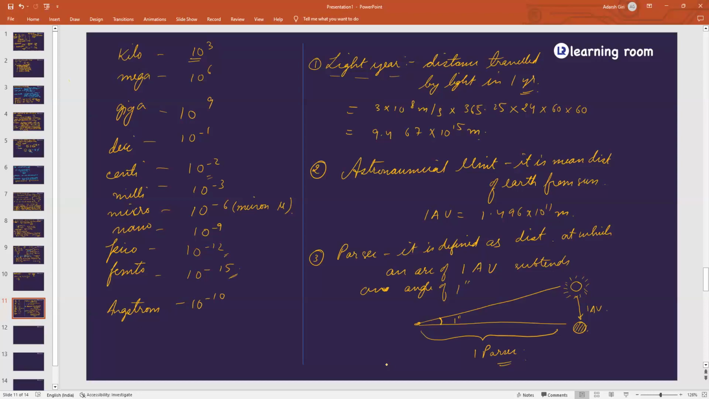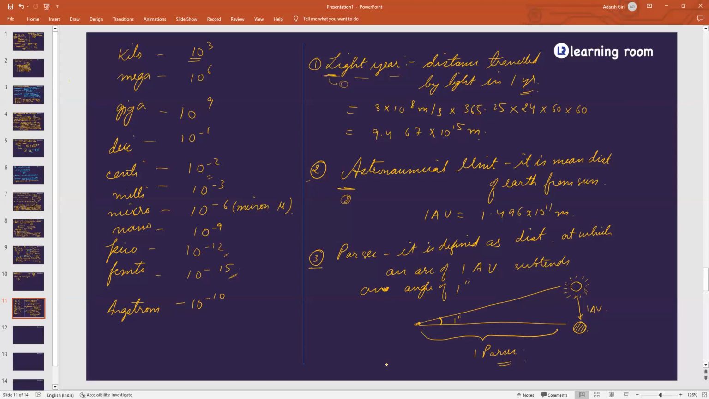So how do you have to remember this? First of all, light year is the distance traveled by light in 1 whole year, and astronomical unit is the mean distance from earth to sun. Light takes only 8 minutes to reach from earth to sun. So it shows that this unit will be lesser than this unit, right? Understood, everyone? Because here light is taking 1 year and here light is taking only 8 minutes. So this is a smaller distance than this, first point.